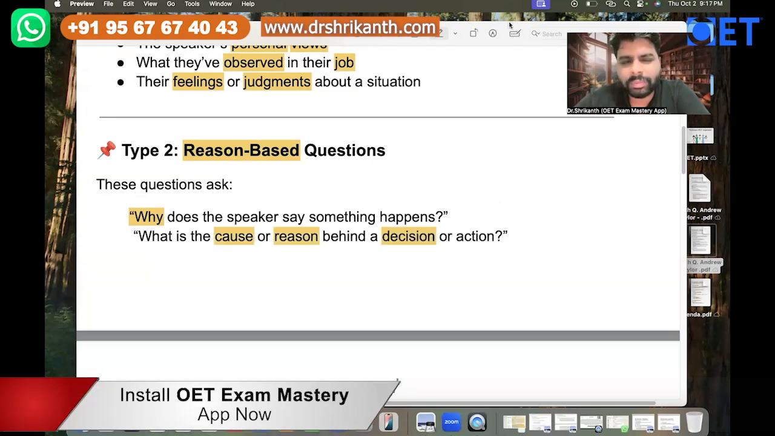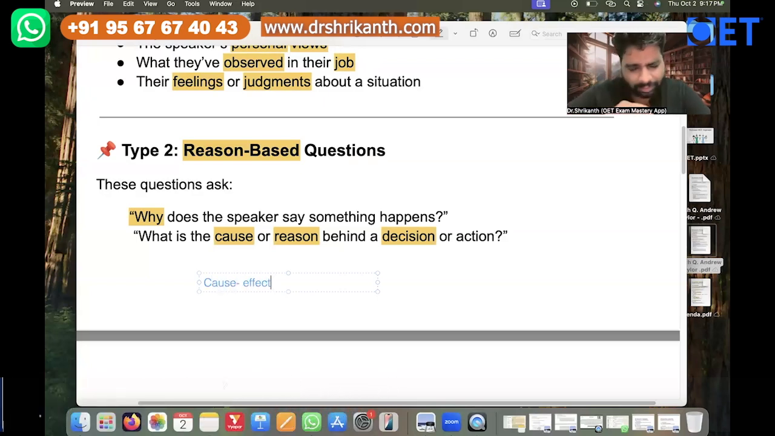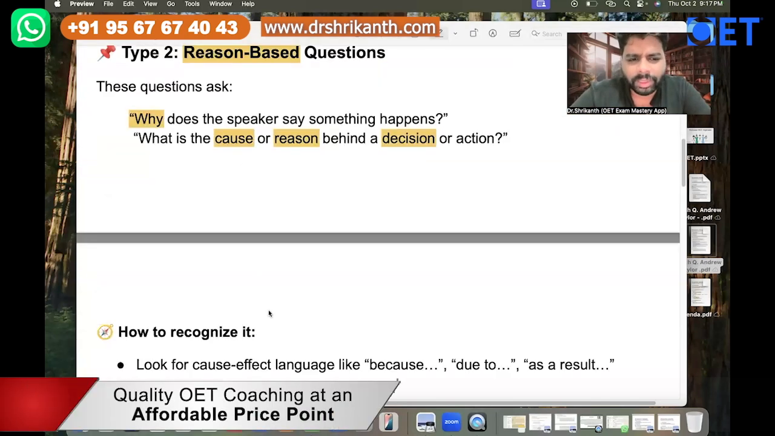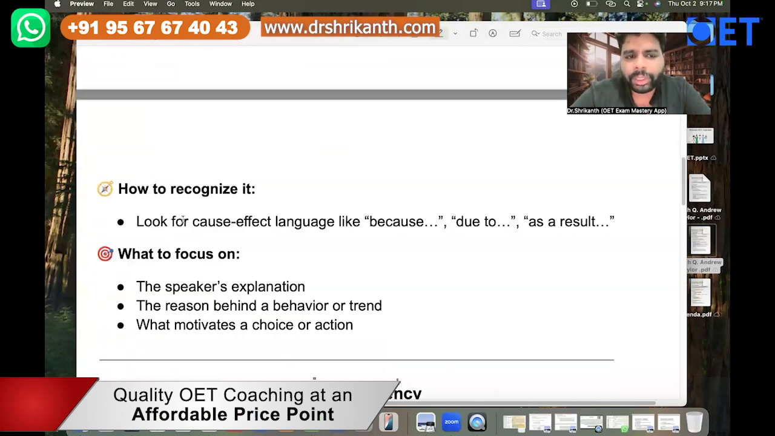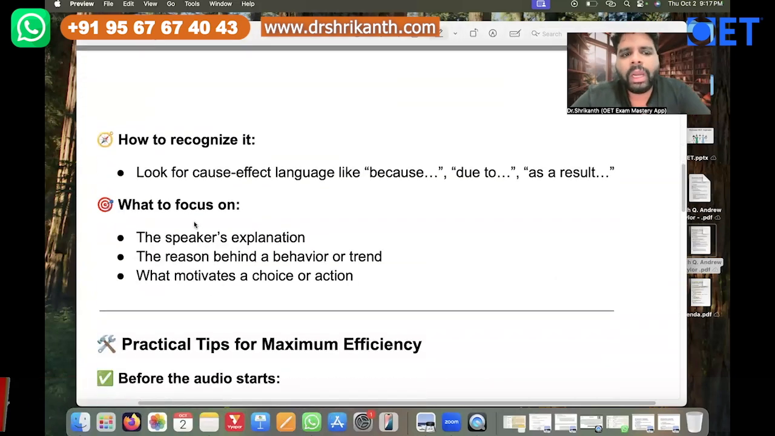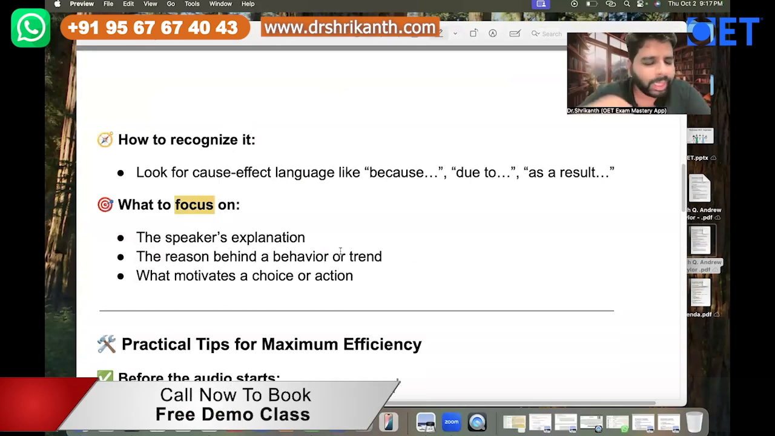So we will discuss something called cause and effect. That is a little bit of a detailed session. So I'll give you some information regarding what are cause and effect based questions. This comes under reason-based questions. And if you identify that this is a reason-based question, then you have to focus. You have to tell yourself, my duty is to focus on this type of information.